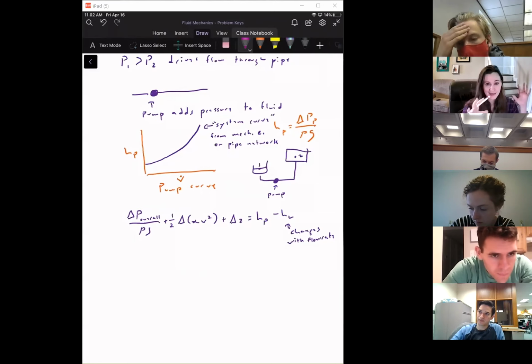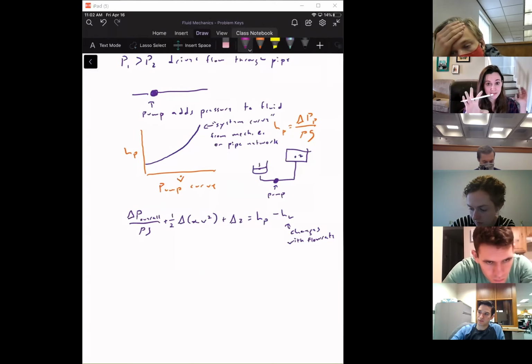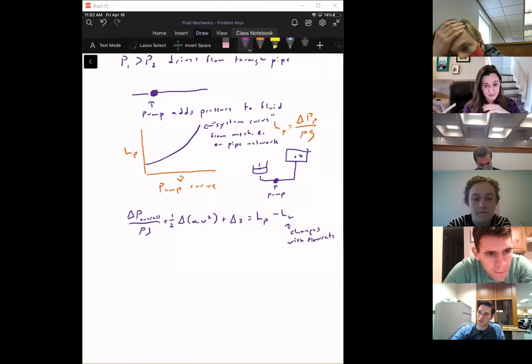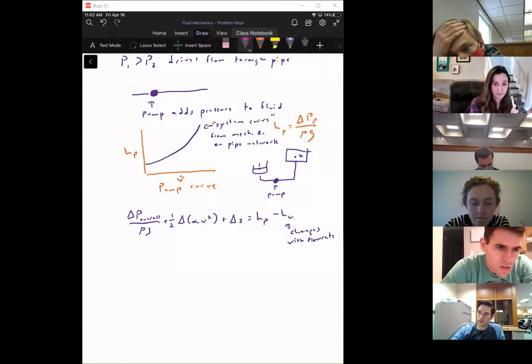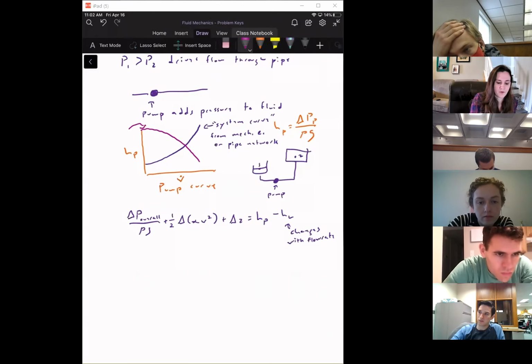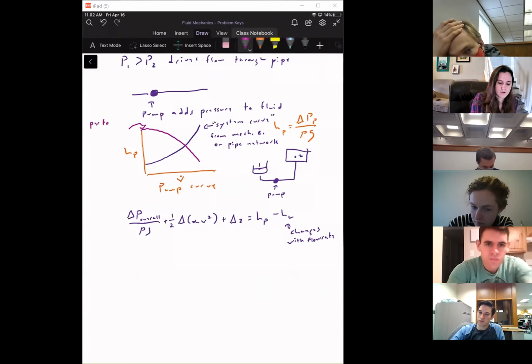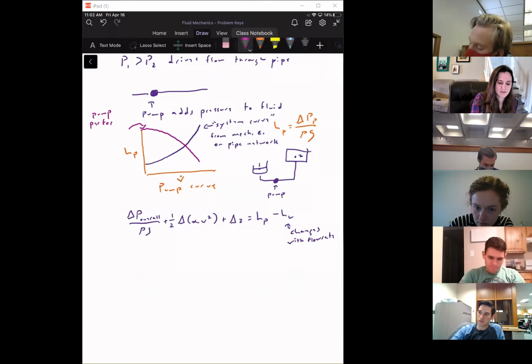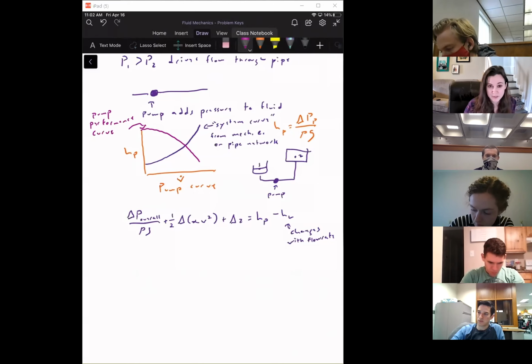And so that means that normally the more pressure rise the pump provides, so the more head the pump provides, usually the less flow rate it will provide. And so that curve curves down like that. And you call this the pump performance curve. So it tells you what the pump will do. Okay?